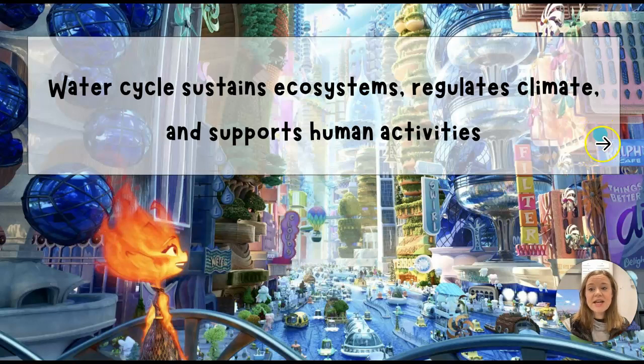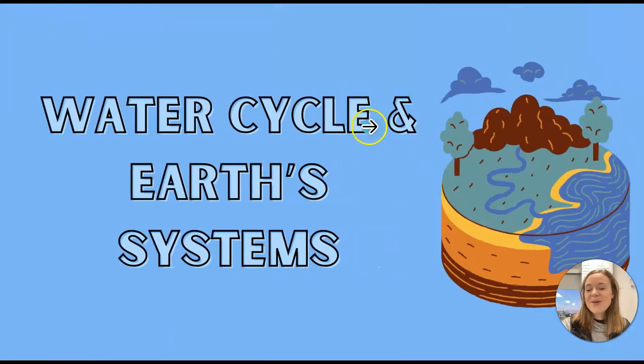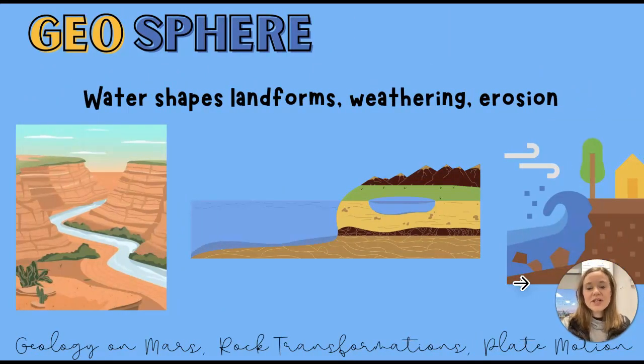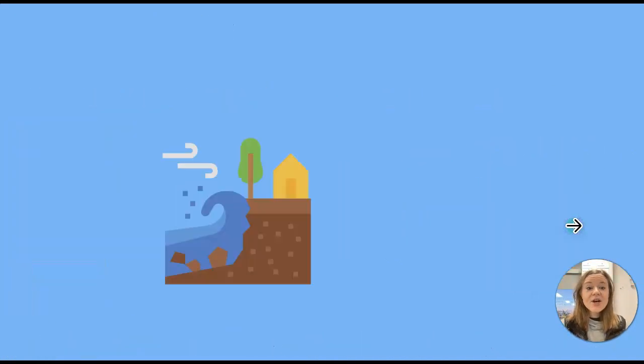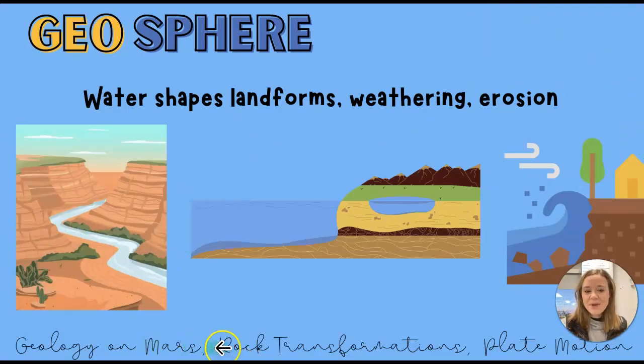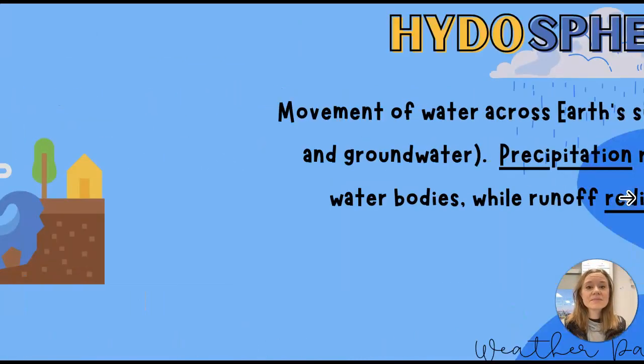So they all kind of work together, and we're going to quickly go through how the water cycle and our earth systems work together, since we've been focusing on these earth systems this whole school year. So our first is our geosphere. So we know that water can shape landforms, it can cause weathering, it can cause erosion. We saw that in our Geology on Mars unit, our rock transformations, and our plate motion unit.